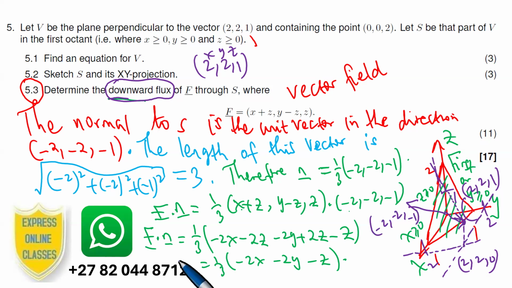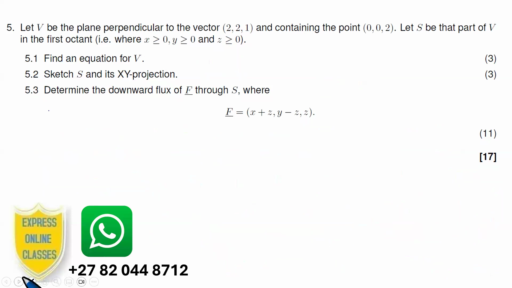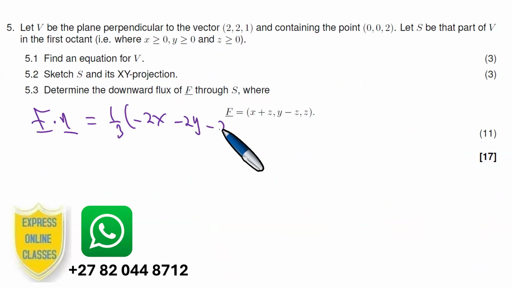So we continue. Now, to find the downward flux, you take the vector field dot the normal. That is the formula. So it is 1/3, we've already got that one, and we got minus 2x, minus 2y, minus z, like so. The next thing we want to do is to find the vector dS, which is the square root.